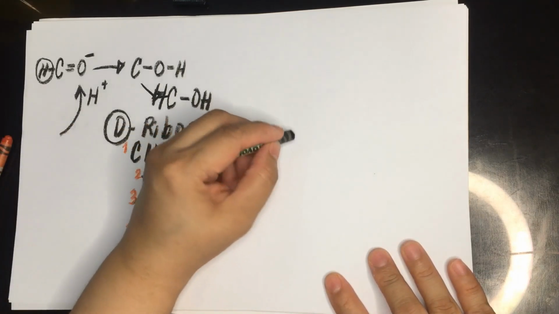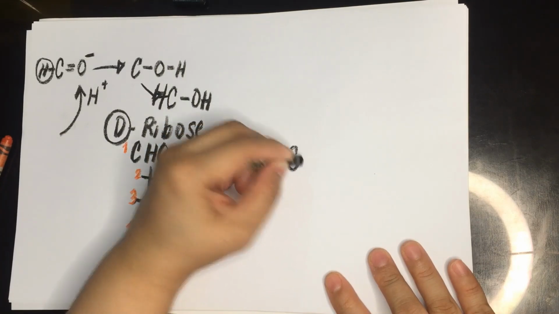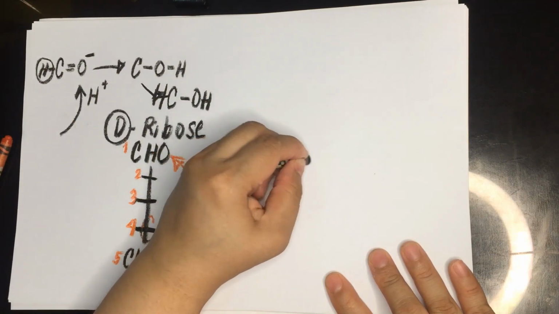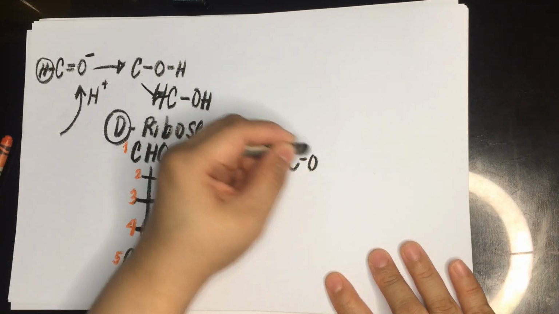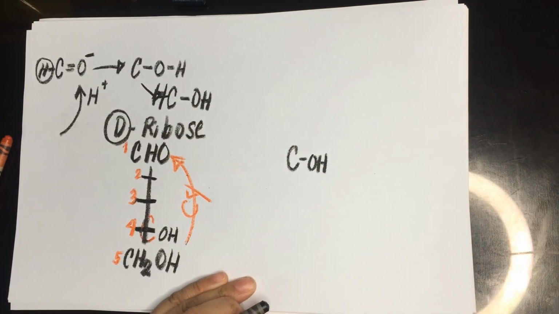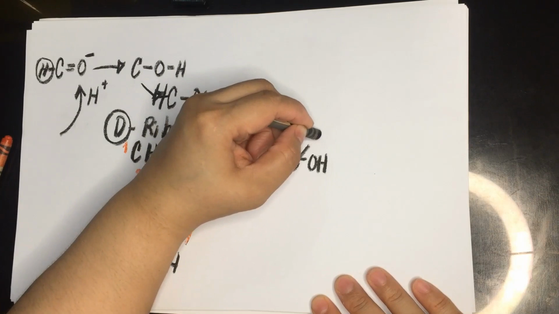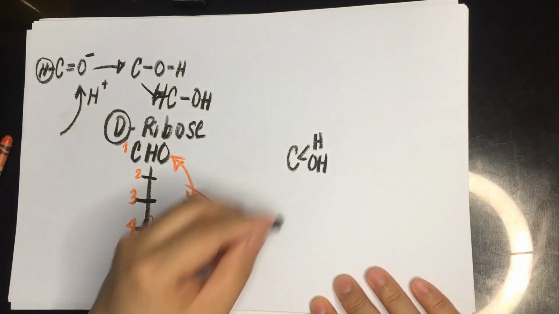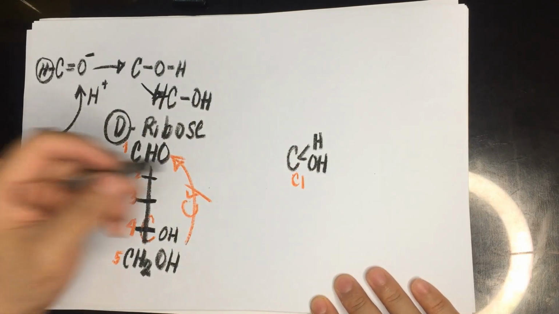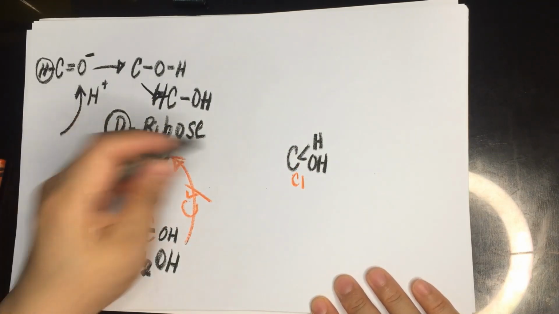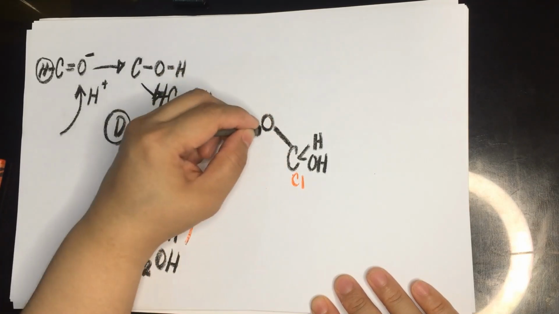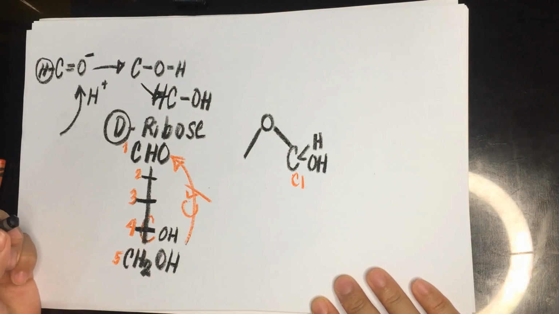For our carbon number 1, as we have stated a while ago, the double bond will now become a single bond, forming COH. And then we also have the hydrogen group. This is now our carbon number 1. Now, what happened is that there is a ring formation. So, we have here oxygen and our carbon number 4.